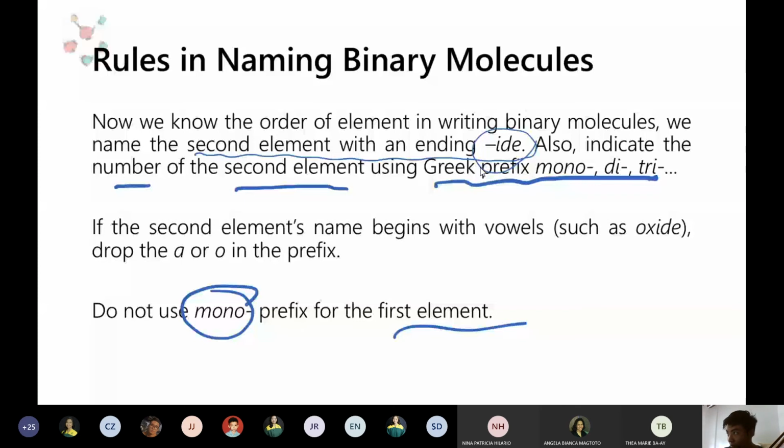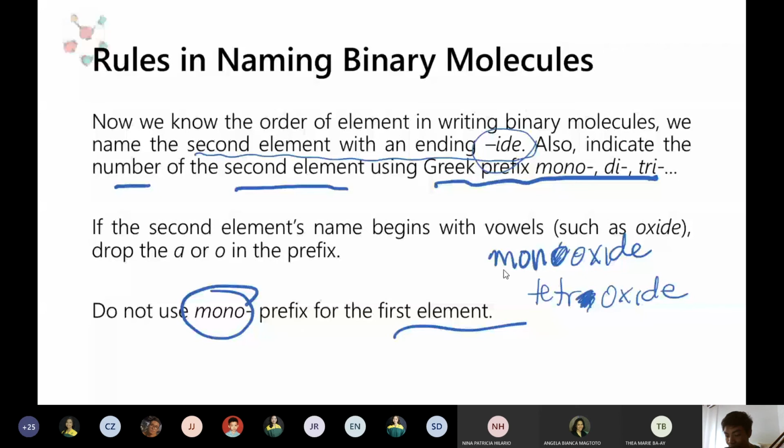If the second element name begins with a vowel such as oxide, yung O yung first letter niya, so you drop the A and the O in the prefix. That pertains to the mono and the tetra. Kunwari may mono oxide ka, so ano gagawin mo? You drop the O in the prefix, because again, oxide starts with a vowel. Ganon din sa tetraoxide. Hindi siya tetraoxide. Again, you will remove the A sa prefix pag ganyan. So, this is monoxide, this is tetroxide. Not monooxide, not tetraoxide. Okay?